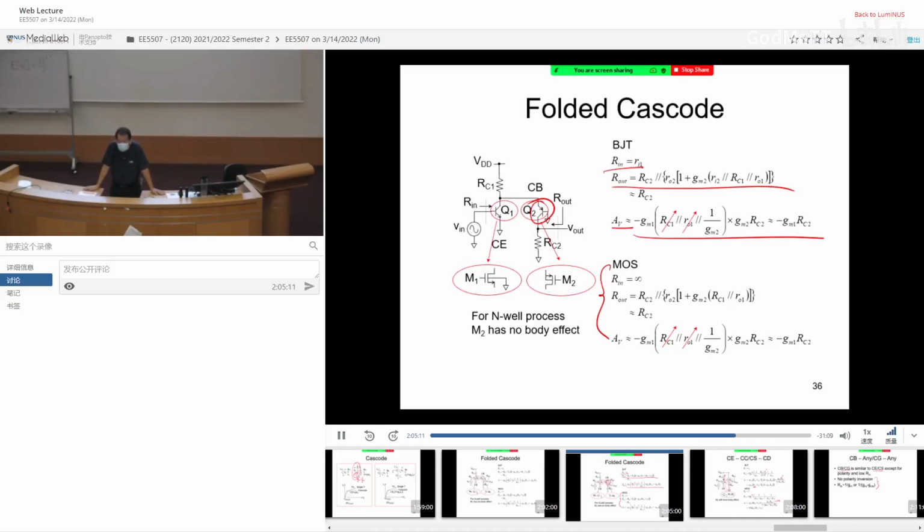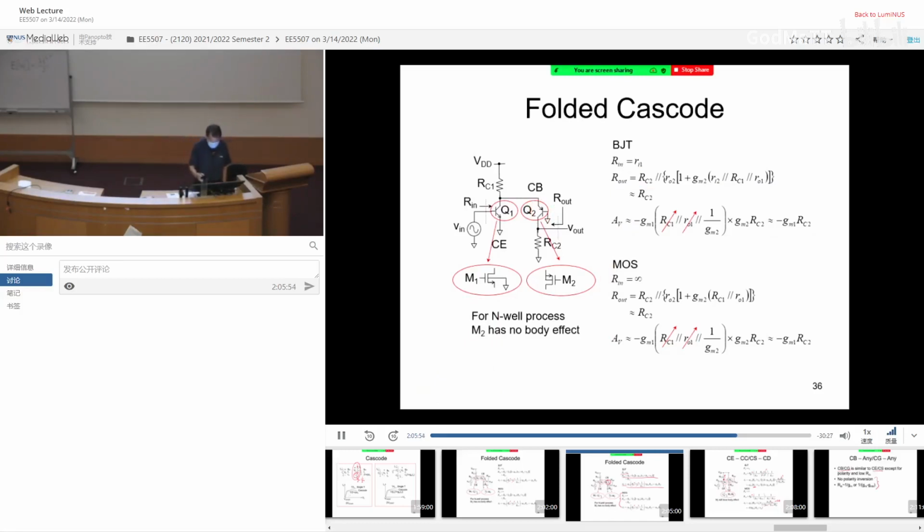Huh? What is the problem with folded cascode? We love cascode, but we know cascode got headroom issue, so we come out with folded cascode. What is the problem with folded cascode? I told you, you don't trust me. Nobody is perfect. They solve one problem, but they hide the other problem. What is the problem with folded? Come again? More current.